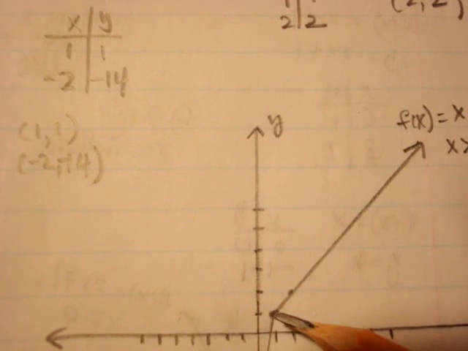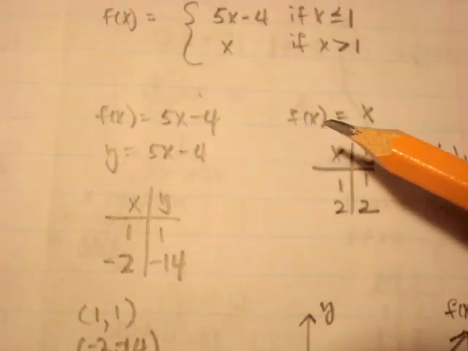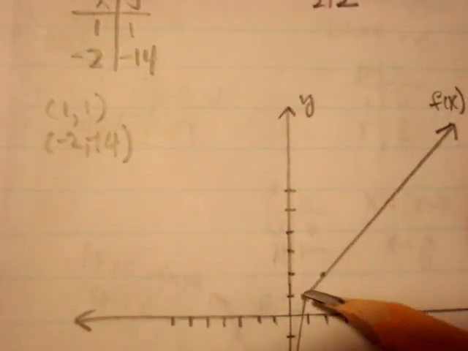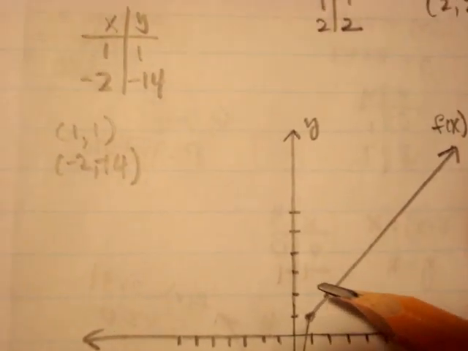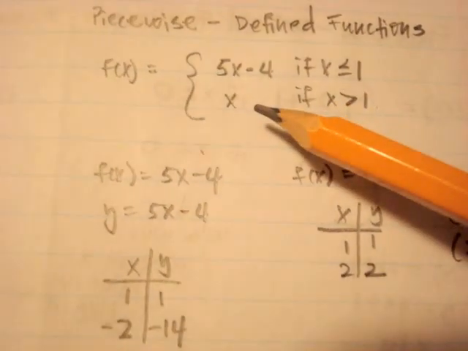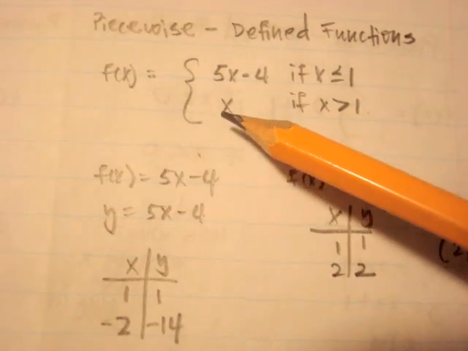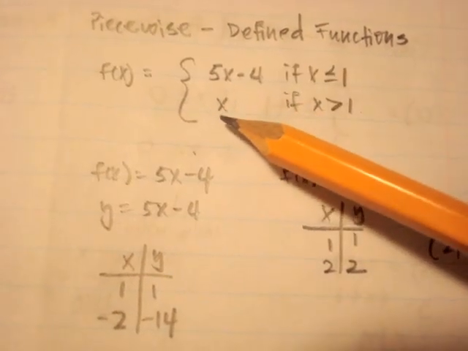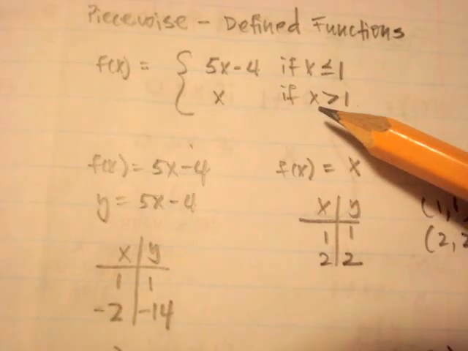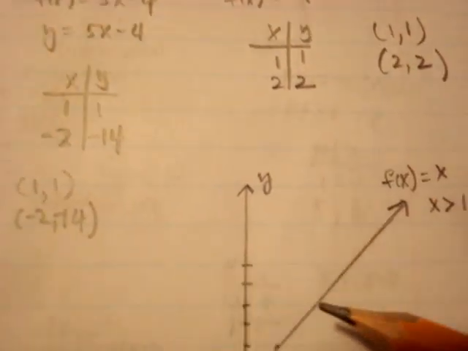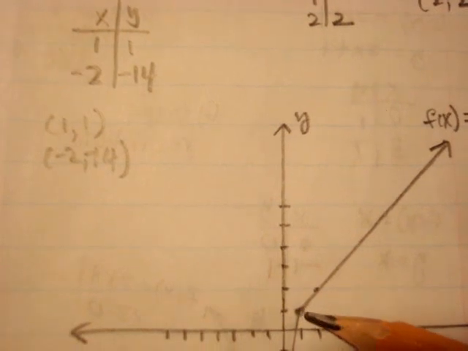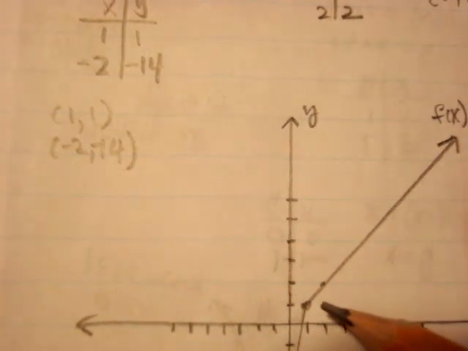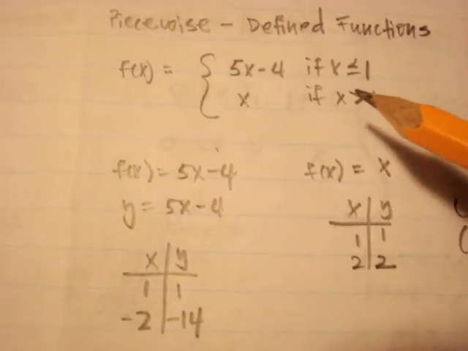The reason it's closed right here is because the second restriction is less than or equal to 1. That's why it's closed. If the given only asks you to graph just the bottom, like f of x equals x if x is greater than 1, then the dot right here should be open, like an empty circle, because the given says it is greater than 1.